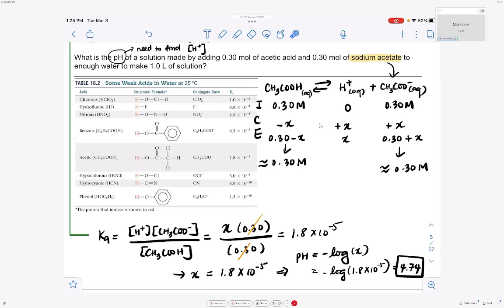Dr. Lee, I have a question. Yes. Will this chart be provided for us on the exam, or do we have to memorize this? Oh, you don't have to memorize any of the Ka values. Okay, thank you.